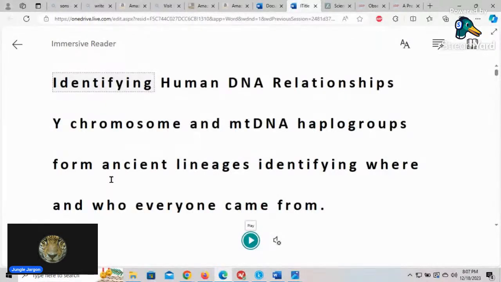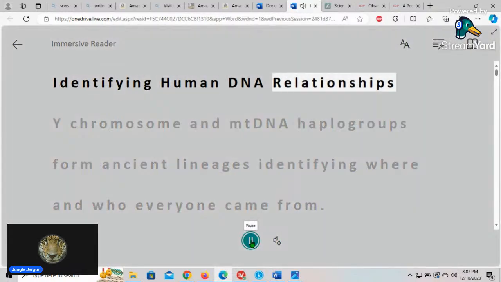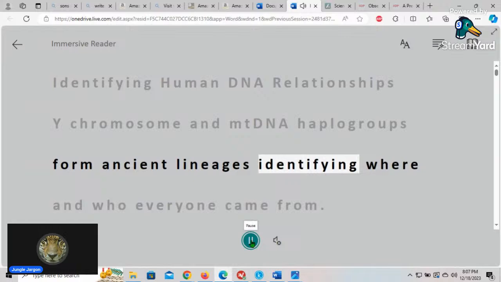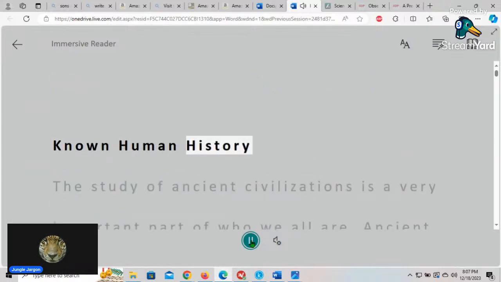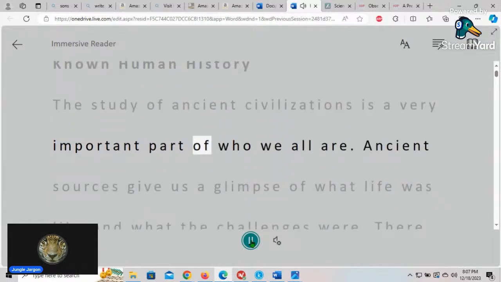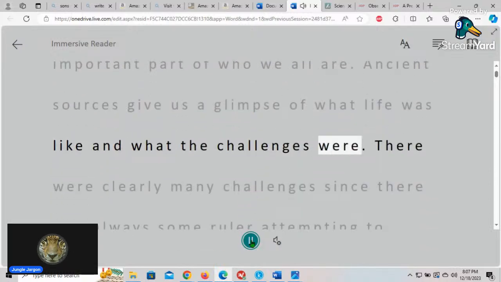There we go. Identifying human DNA relationships. Y chromosome and mtDNA haplogroups form ancient lineages identifying where and who everyone came from. Known human history. The study of ancient civilizations is a very important part of who we all are. Ancient sources give us a glimpse of what life was like and what the challenges were.